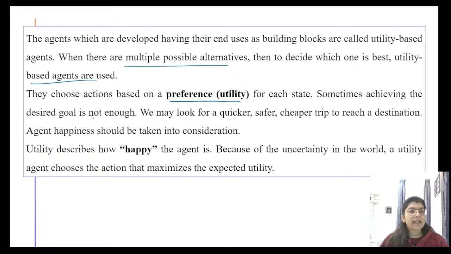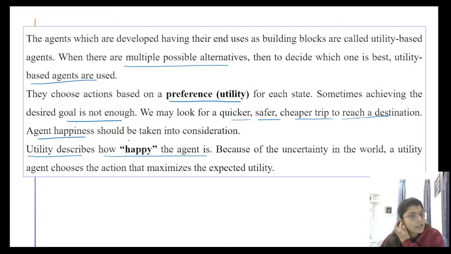Sometimes achieving the desired goal is not enough. We may look for a quicker, safer, cheaper trip to reach a destination. Agent happiness should be taken into consideration. So utility describes how happy the agent is. Because of uncertainty in the world, a utility agent chooses the action that maximizes the expected utility. So basically utility agent describes happy and unhappy state.